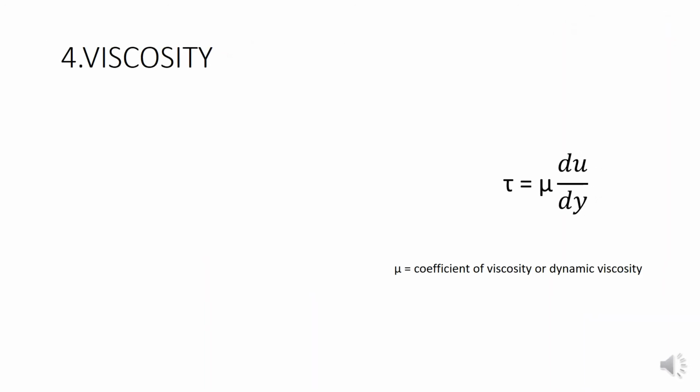Okay, so as I already explained, viscosity can be defined from Newton's law of viscosity, where the shear stress is equal to mu into dou u by dou y, where mu is the coefficient of viscosity or dynamic viscosity. We'll just explain it once again.